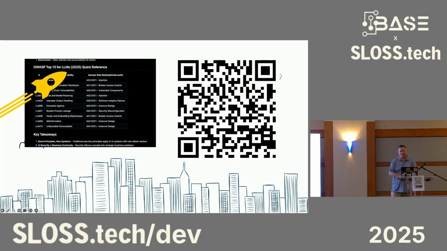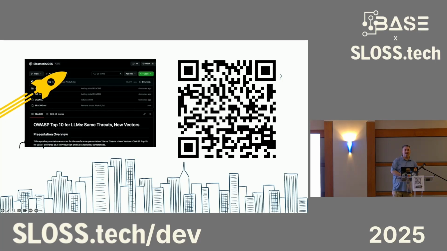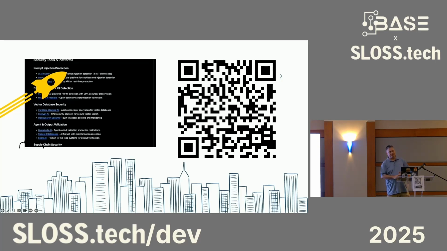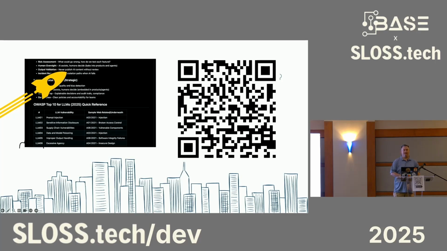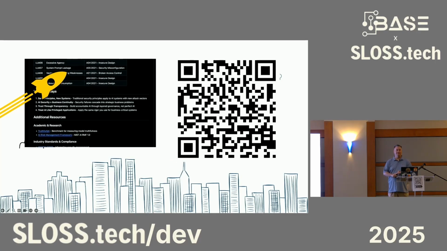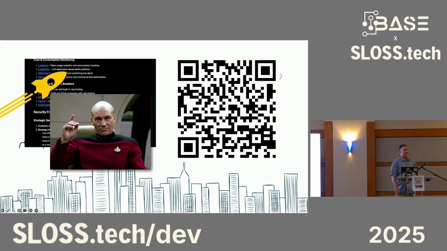Remember, traditional security principles apply to everything. Security failures cascade into strategic problems. Build accountable UI. Apply some rigor, the same rigor you use for business critical systems. Everybody go out there and engage. Make it so. Thank you.